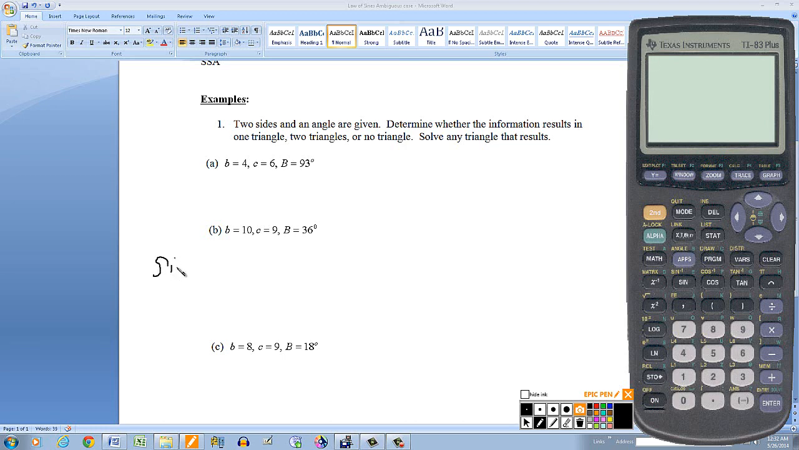So the sine of C divided by 9 should equal the sine of 36 degrees divided by 10.